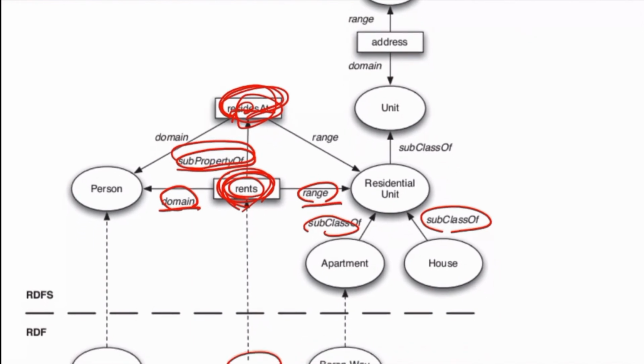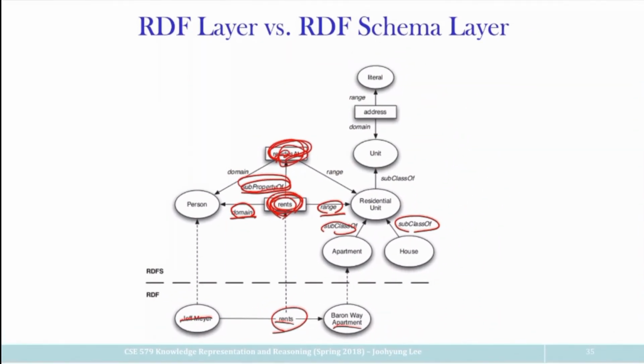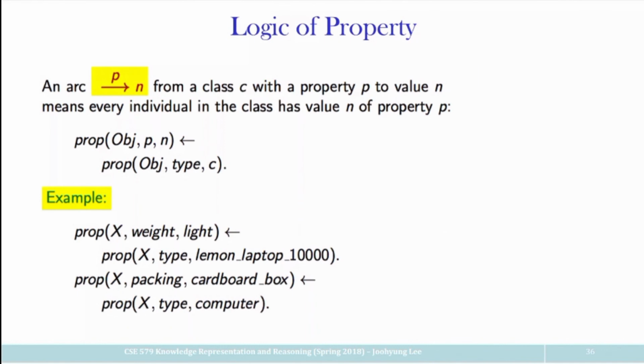Okay, so then the question is, how do we understand this meaning? How do we actually define the meaning of the subclass of, this domain and range? Well, you can do that in a formal language, like in ASP. So how do we define the meaning? We just add a bunch of rules to talk about this.